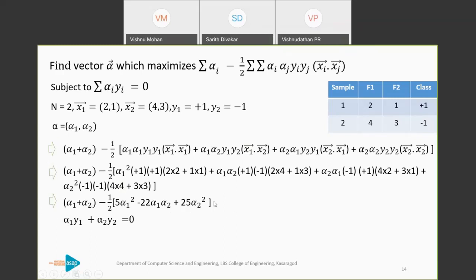Now let us substitute into this condition. You put alpha 1 y1, it's a summation, plus alpha 2 y2 is equal to 0. Now you put the value of y1 as plus 1 and y2 as minus 1. So the expression will become alpha 1 minus alpha 2 equal to 0.